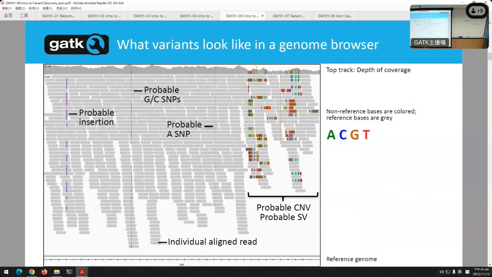Okay, so here's an example. If you're looking at IGV, which is something we've talked about and will continue to show you, on the left side of the screen you see those purple I's. That represents an insertion. So that's what it would look like in IGV.